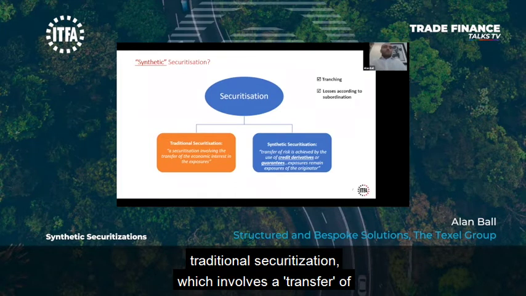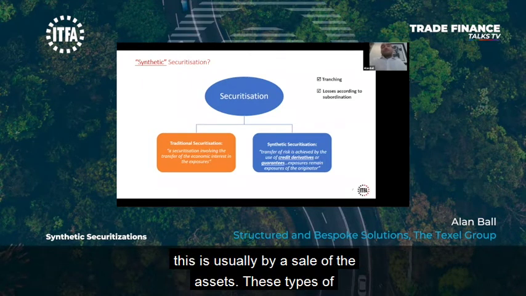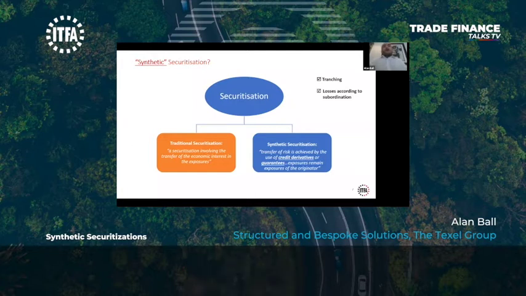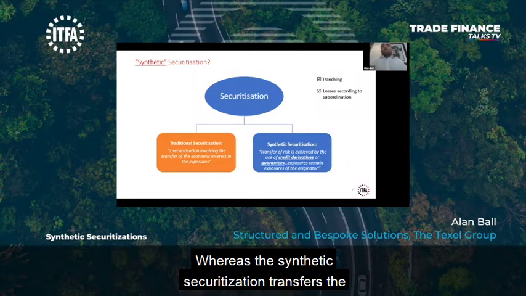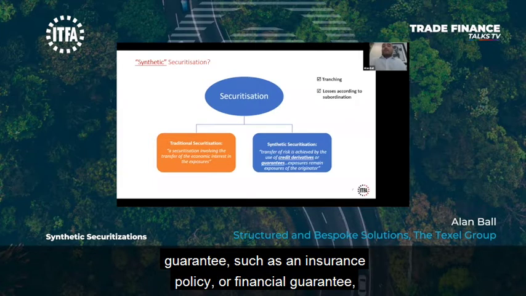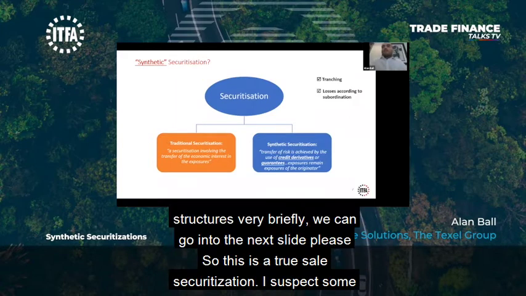So you have the traditional securitization, which involves a transfer of the underlying loans or economic exposures to a third party. This is usually by a sale of the assets. These types of securitization are quite often called a quote-unquote true sale securitization, whereas the synthetic securitization transfers the risk through the use of either a credit derivative or a guarantee, such as an insurance policy or a financial guarantee or another instrument. So just to compare and contrast these two structures very briefly, we can go on to the next slide, please, Celia.